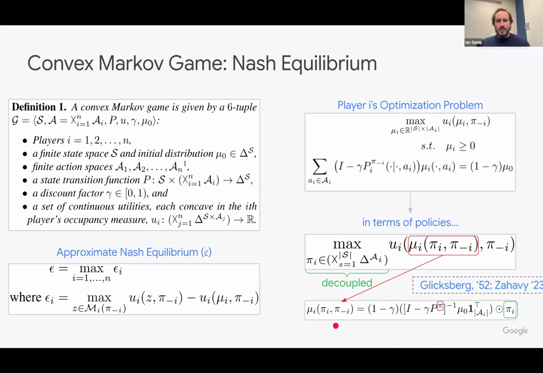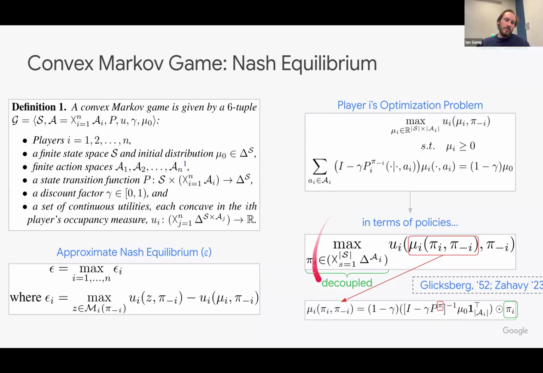And there is a matrix formula for converting from these policies to these occupancy measures. But again, it has a nasty dependence on policies in it. So we have this joint transition matrix P that we then have to invert. This part is fine. Obviously, this would be linear in the player's policy, but player I's policy appears here too, and so it ends up being a nasty constraint.